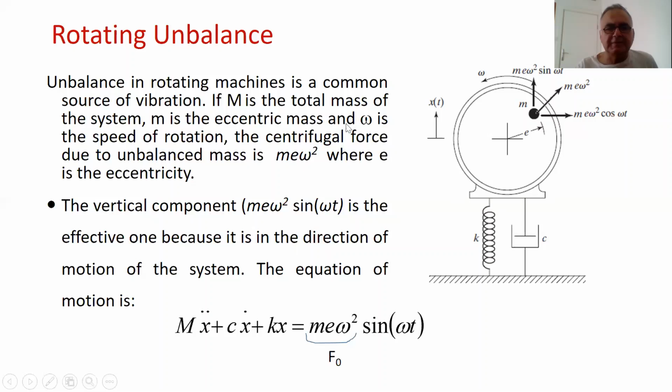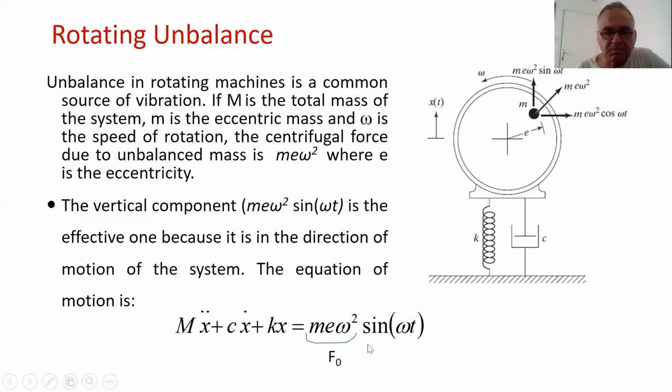So the vertical component of the force acting on the system is m e omega squared sine omega t, which is the effective force acting on the system. And if our system has again a mass, spring and damper, here the mass of the system is shown by capital M, and small m is the unbalanced mass. In this case, the equation of motion of the system will be given by the following differential equation.